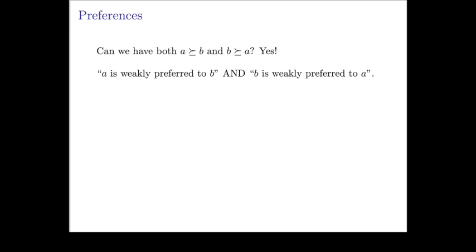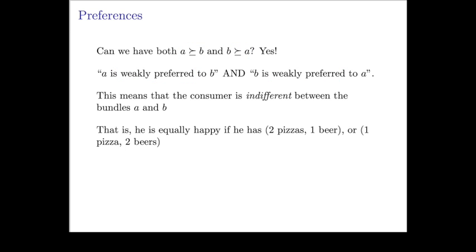Now, can you have that A is at least as good as B and B is at least as good as A? Of course you can. Sometimes economists use this somewhat odd-sounding language, weakly preferred. It sounds strange to say that, but what it means is that A is at least as good as B and B is at least as good as A. What that means is that the consumer finds them to be equally good. So this means that the consumer is indifferent between the two bundles.